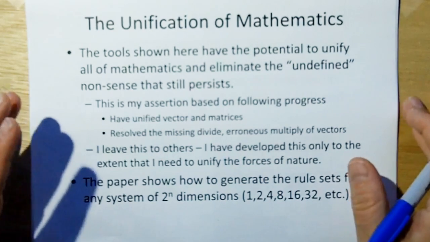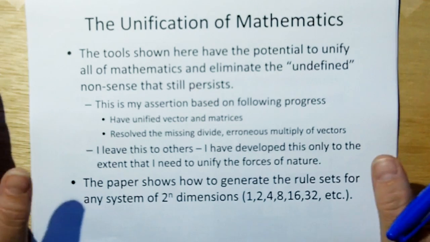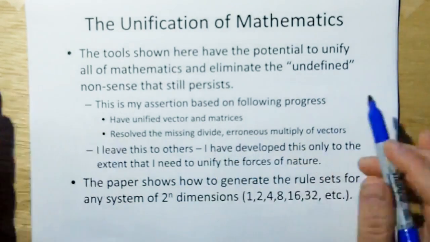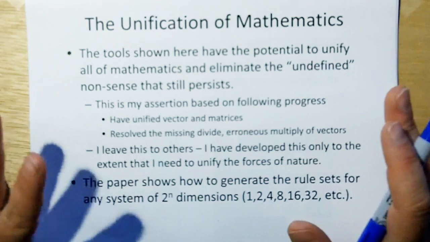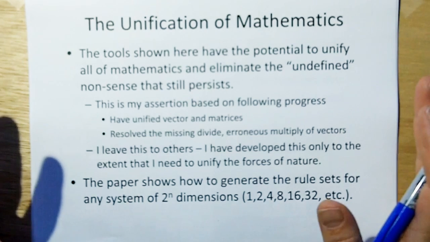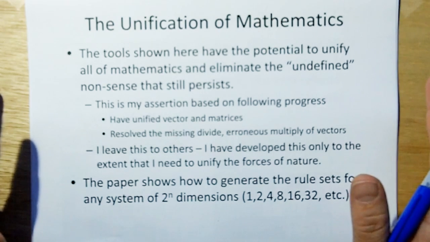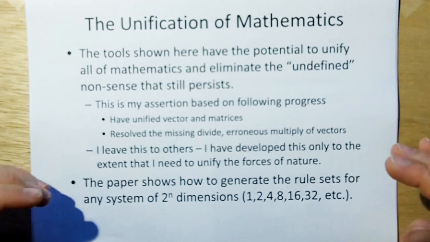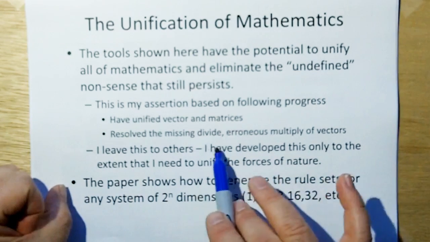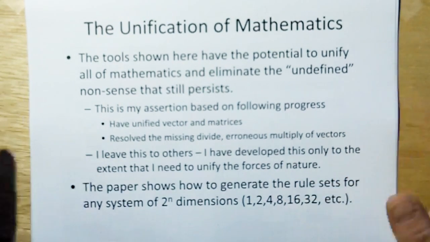And so what we show here is these tools have the potential to unify all of mathematics and eliminate a lot of the undefined nonsense that still persists. This is my assertion based on the following progress. We've unified vectors and matrices. Instead of the others out there that say that a matrix or a vector is just a row matrix or a column matrix, which is wrong from a dimensional standpoint and an algebraic standpoint, we now show that a matrix is a result of multiplication and division of vectors. We've also resolved the missing divide in the erroneous multiply vector. I just said that.